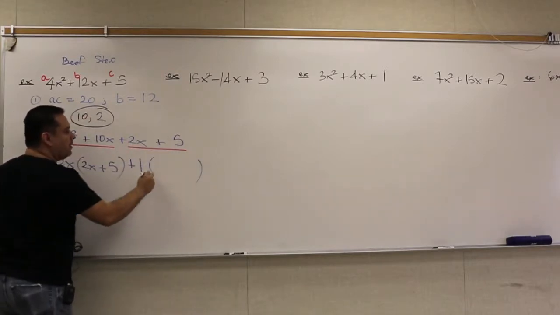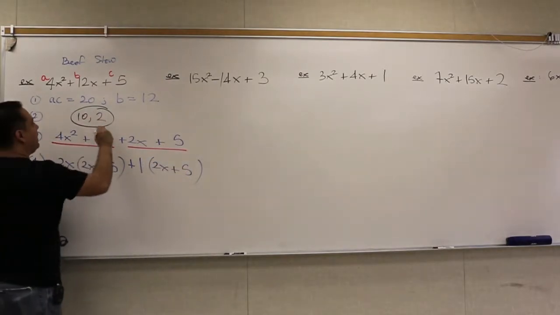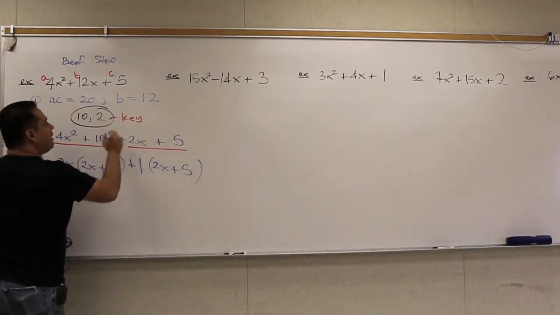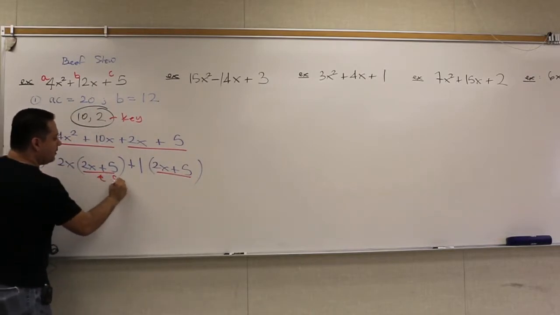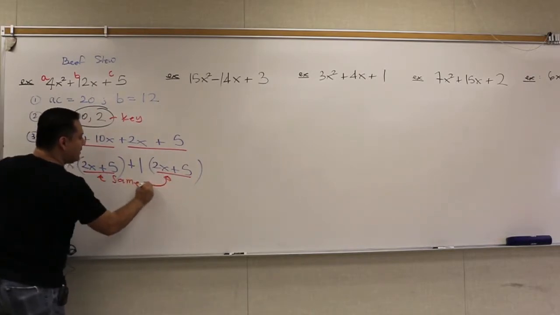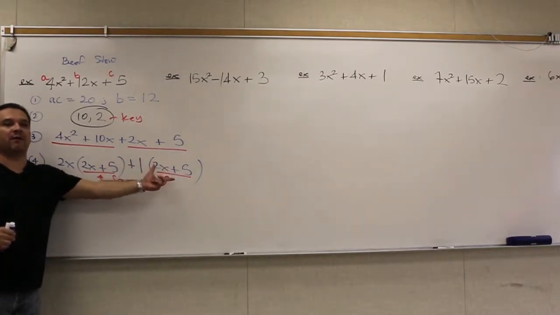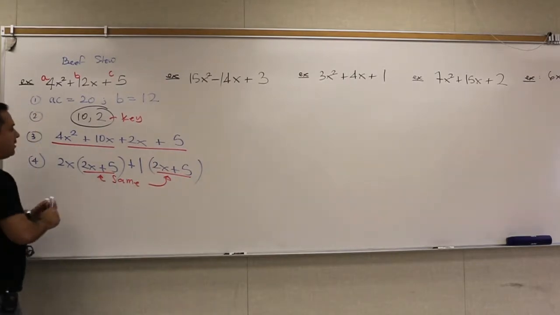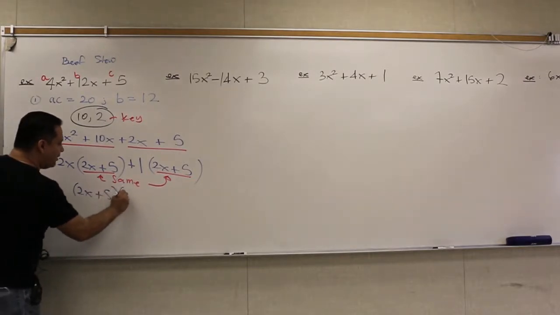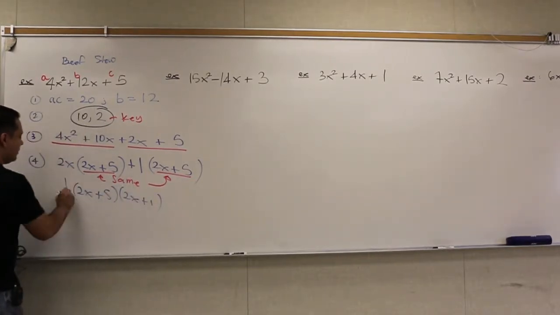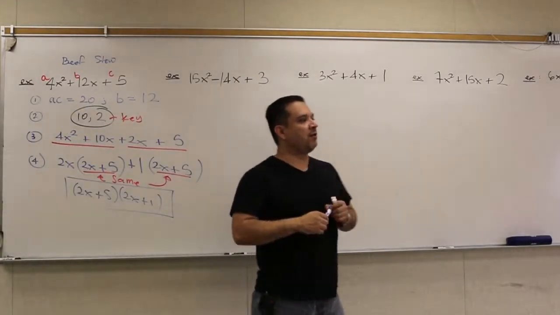2x plus 5 divided by 1 is 2x plus 5. Remember, like I said, this here is your key. Once you have those numbers, it's guaranteed that these are going to be the same. So we're not done with step 4, factor by grouping, but I want to point out that you're going to have the same thing here. Now that you have the common 2x plus 5, you're done. 2x plus 5 times what? 2x plus 1. There you go. Here's your beef stew.